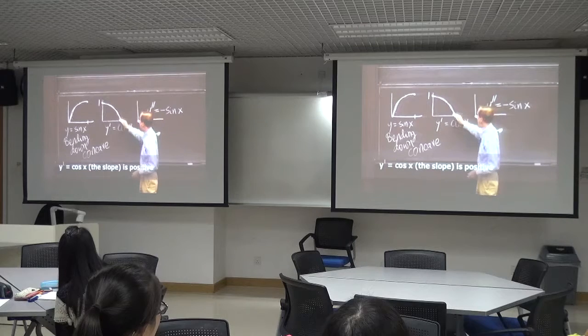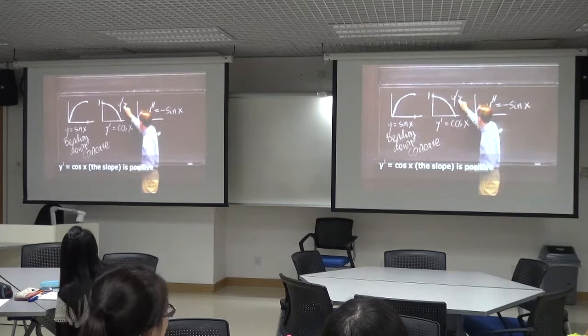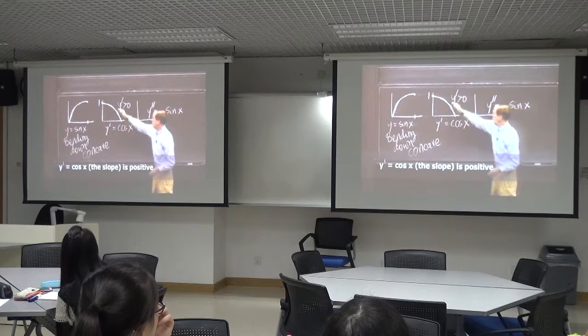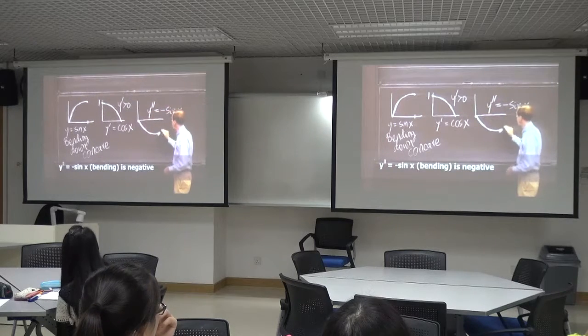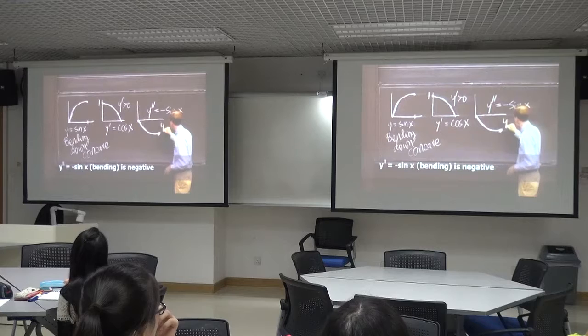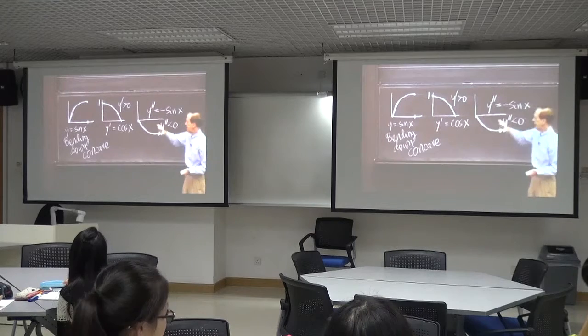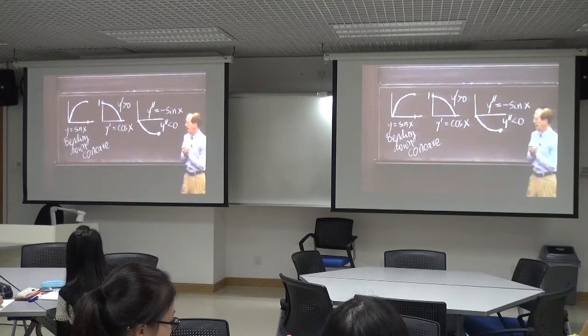So the slope is positive here, but the second derivative, the slope is dropping. So the second derivative, and you have to pay attention to keep them straight. The second derivative is telling us that the original one is bending down. Okay.